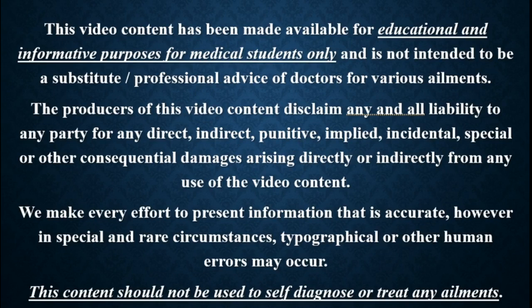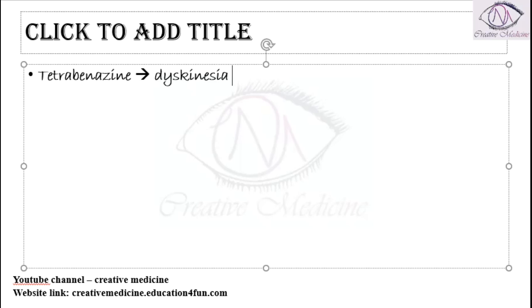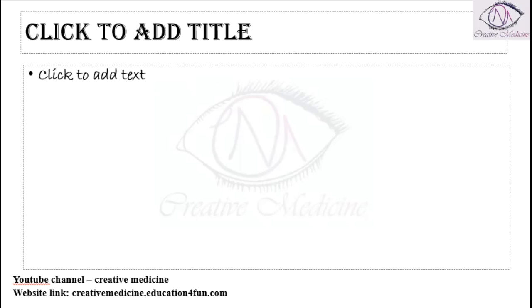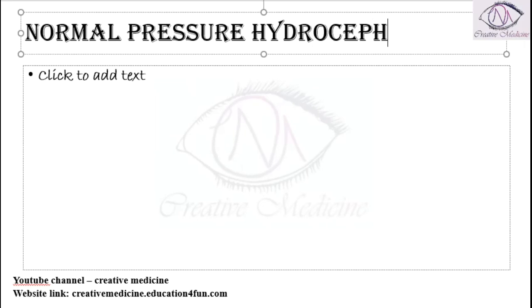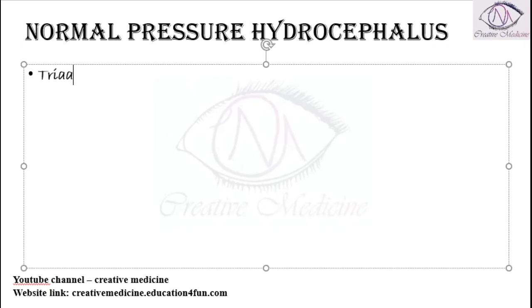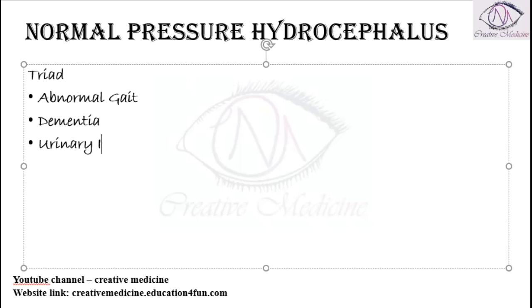In this lecture, we will learn about normal pressure hydrocephalus. In normal pressure hydrocephalus, there is an important triad, where the patient develops abnormal gait, dementia, and urinary incontinence. Abnormal gait, dementia, and urinary incontinence are common in normal pressure hydrocephalus.